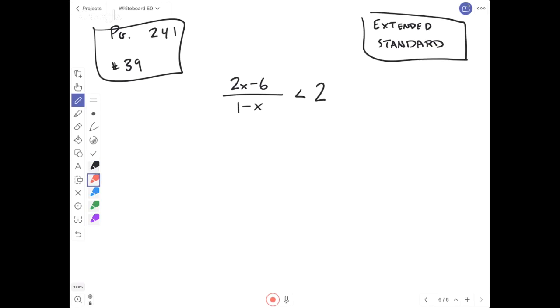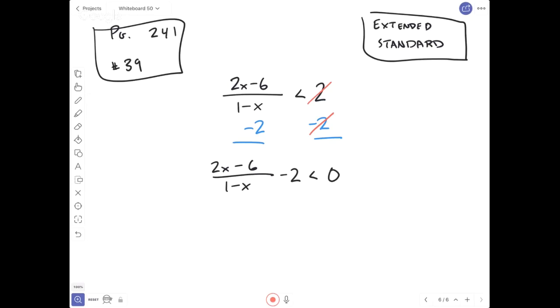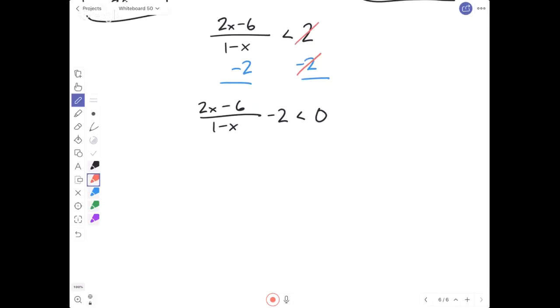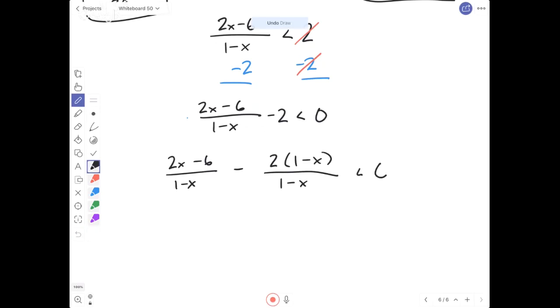Cool. So step 1 of our process said we should set this equal to 0. So minus 2 on both sides: 2x minus 6 over 1 minus x minus 2 is less than 0. Now I'd like a common denominator. So I've got 2x minus 6 over 1 minus x, but then minus 2 times 1 minus x over 1 minus x, less than 0. So here I took the value of 2 and gave it the common denominator.